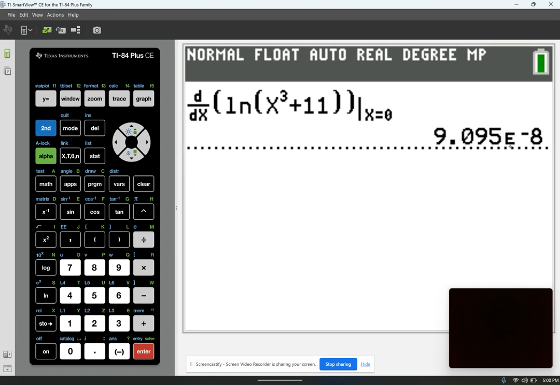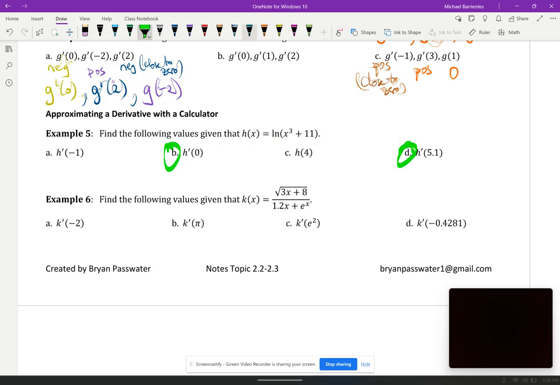9.095 e to negative 8. What does the e mean? That's a power of 10, 10 to the negative 8. That means I got to move my decimal 1, 2, 3, 4, 5, 8 times back. So it's actually 0.0000009095. That produces a decimal that's really, really small. And if I'm rounding to 3 decimal places, that is 0. So we're going to say that this is equal to 0.